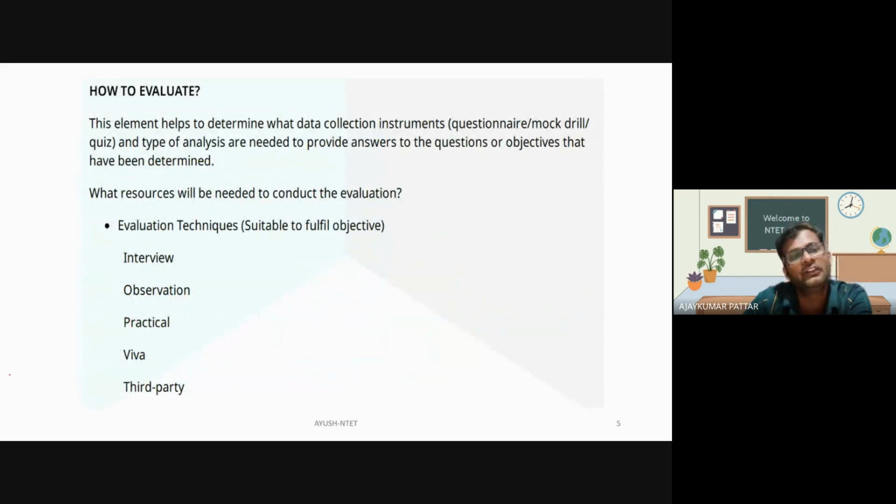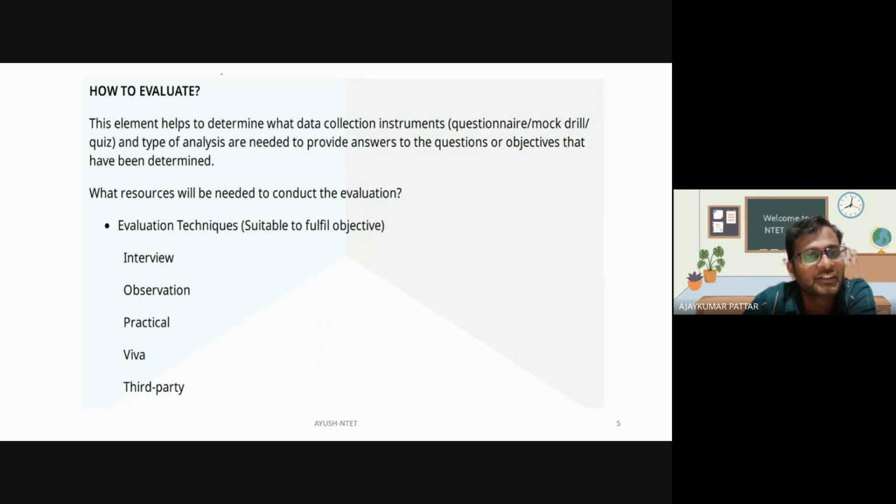Now, how to evaluate? These are the general concepts. Later on, as we move on, you will understand what these things are. Just now, listen one time. You can simply understand how much you can understand. That knowledge we will clarify in the next slides.